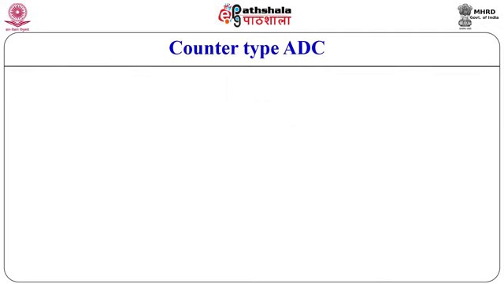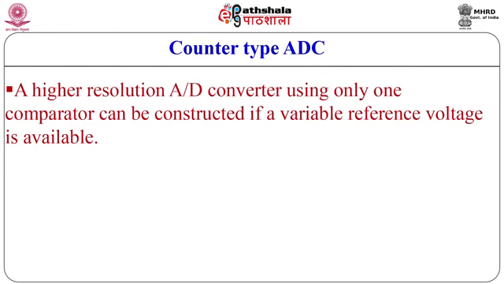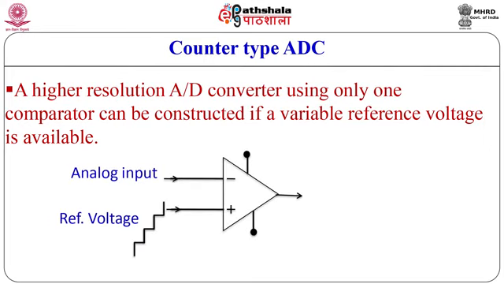To overcome the drawbacks of the parallel comparator type ADC, the counter type ADC method was developed. Basically, this method is used whenever we require higher resolution. As we know, in the case of flash type ADC, we require a reference voltage for the comparator and the other input is the analog voltage that we want to convert into digital form. It is found that if a variable reference voltage is available, we can use a single comparator to convert analog voltage into digital form. And this technique is used in counter type ADC, where only one comparator is used.